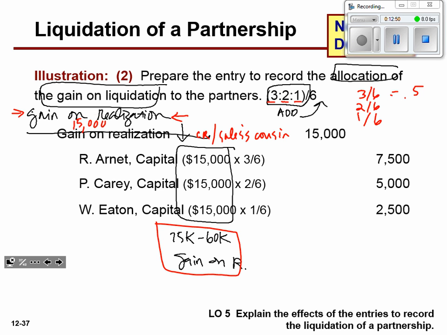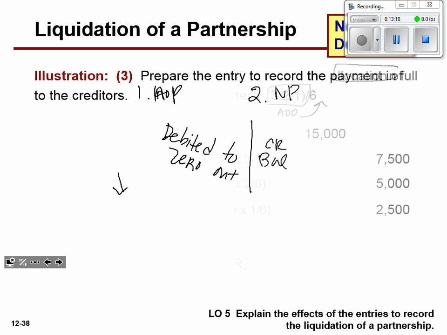So that was step 2. Step 1 was let's sell our non-cash assets, hopefully for a gain on the realization. Step 2 is that we're going to split up the gain based on our income ratios. Step 3 is we liquidate. Look back in your notes. What's step 3? Yeah, we've got to pay our debt, okay?